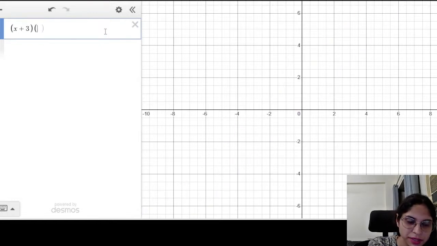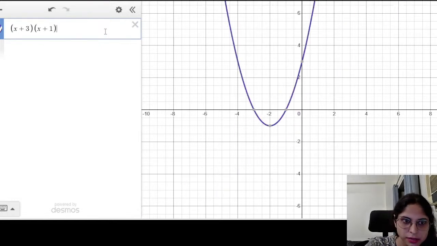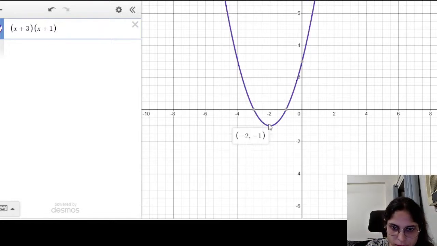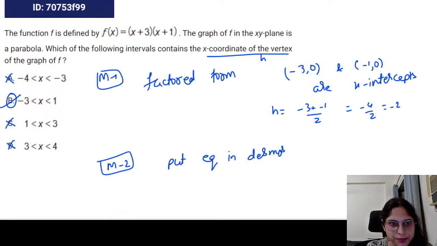I am telling you the other method so that you understand that if two y values are the same, then your axis of symmetry is exactly in the middle of the two x points. So the x coordinate of the vertex is negative 2, and that comes between negative 3 to 1.